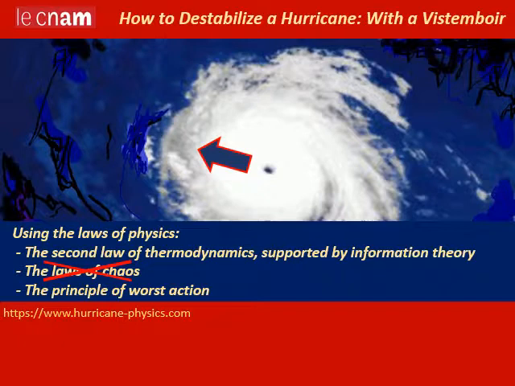The orderly structure of a hurricane is able to form thanks to the second law of thermodynamics and the chaos theory, provided that the order is offset by at least an equivalent disorder in the rest of the system. We make use of the second law, which is confirmed by information theory. It will be supported by the principle of worst action, which can create great disorder on a microscopic scale. The principle of worst action contrasts with the laws of chaos that allow a hurricane to form.